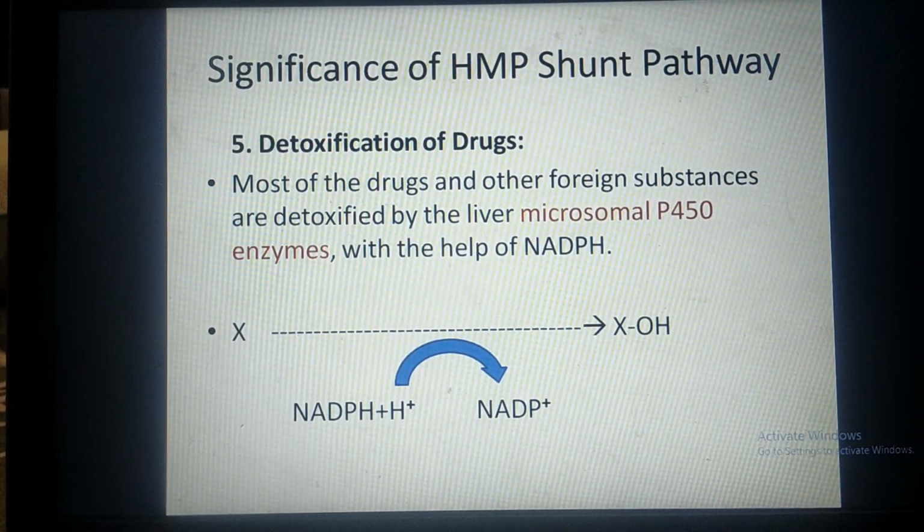NADPH also plays an important role in detoxification of drugs. Detoxification of drugs means conversion of the insoluble form of a drug into a soluble form so that it can be easily excreted from the body. That is called detoxification. Now, the majority of the drugs we take are hydrophobic in nature.